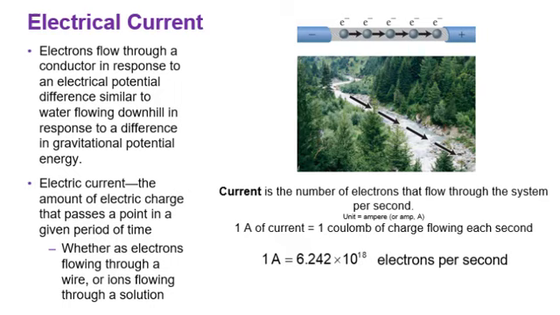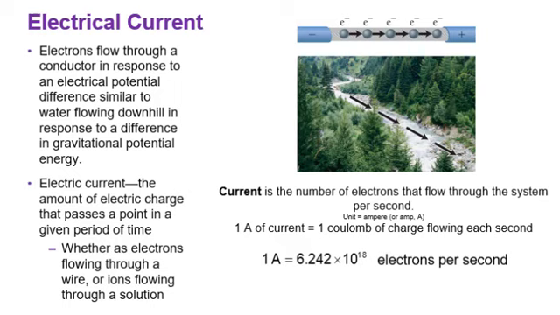Current is simply the amount of charge that flows past a point in a circuit per unit time. We measure it in amperes, where 1 ampere, A, is equal to 1 coulomb flowing each second. And as you see here, 1 ampere is equal to 6.242 times 10^18 electrons per second. This applies whether charges are electrons flowing through a metal wire or ions flowing through an aqueous solution. It's all about the motion of charge.